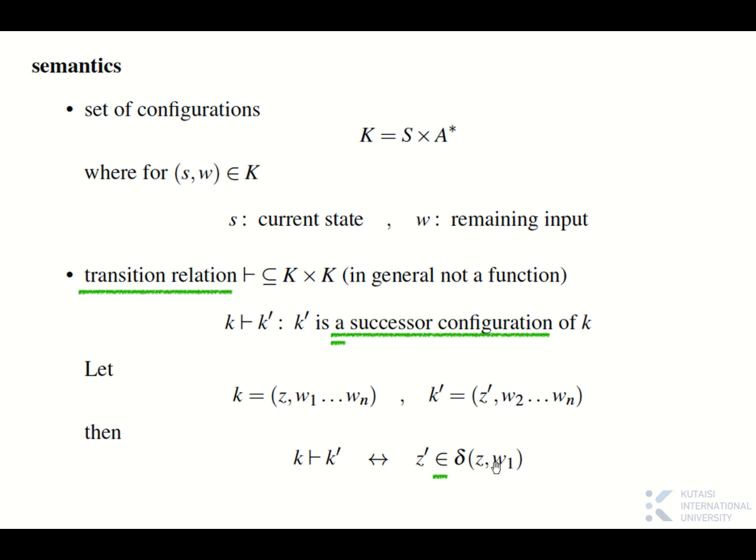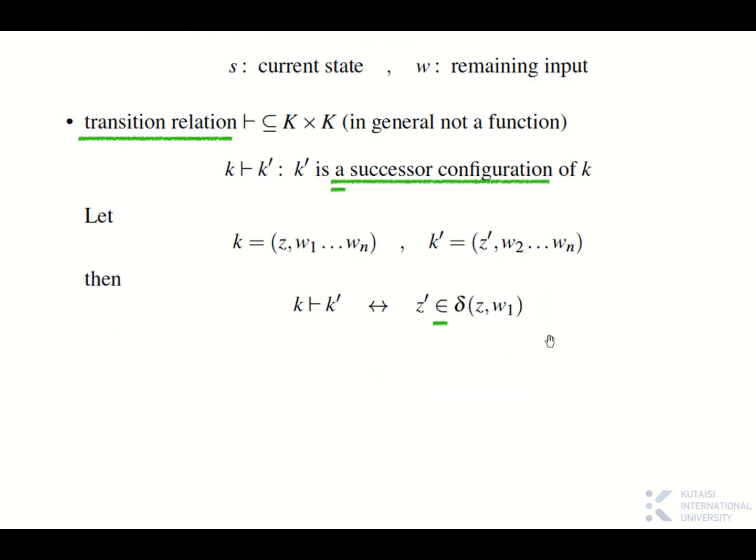So now your configuration is not like this unique guy that follows down this tree, if you think about it. It's like many different ways, and your tree has as many nodes as there are elements in delta of Z, W1. So this is the successor configuration. I think it's clear what we mean here.